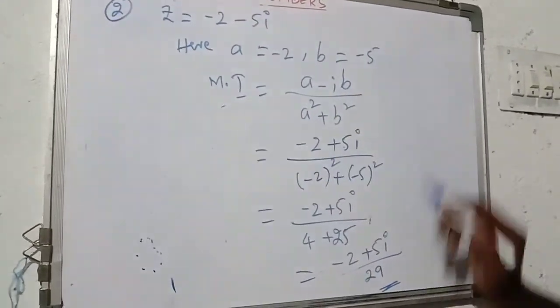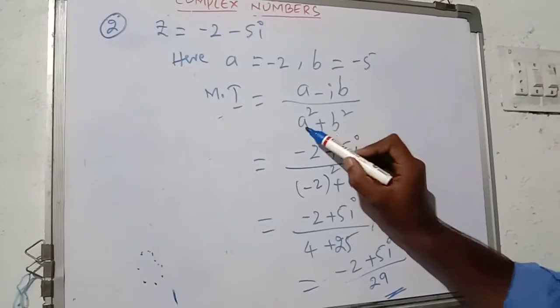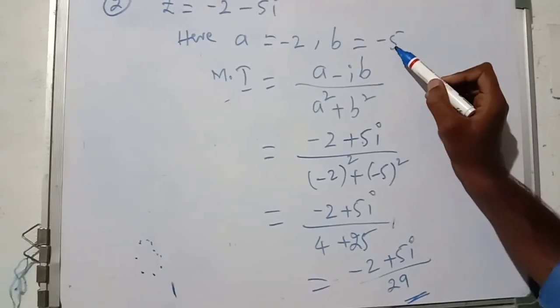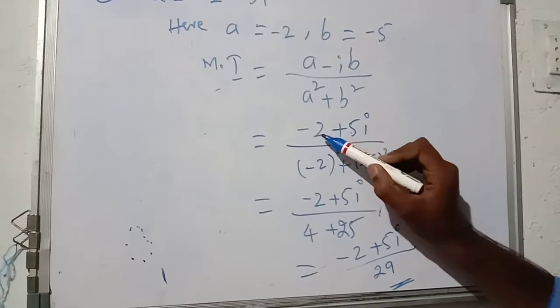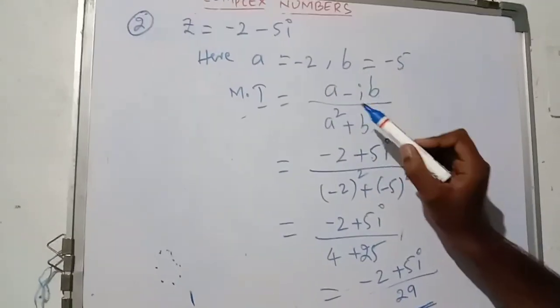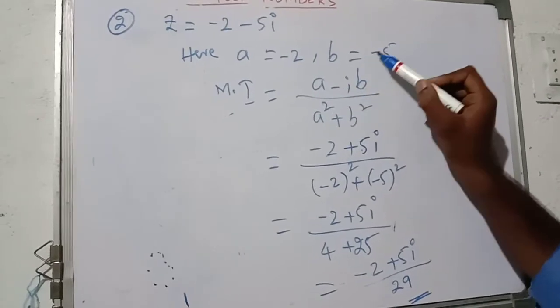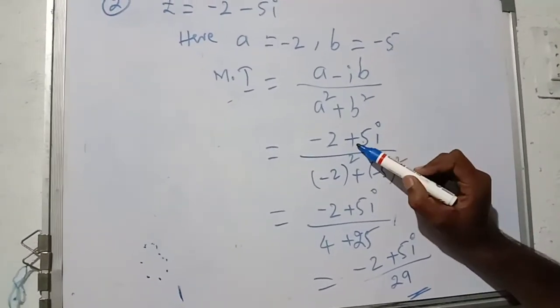Here we have to observe that in (a minus ib) by (a square plus b square), the value of b equals minus 5. So in the formula we have a minus ib. So in the next step, minus 2 minus (minus 5i) becomes minus 2 plus 5i. It is minus, and the value of b is also minus 5, so minus into minus becomes plus.